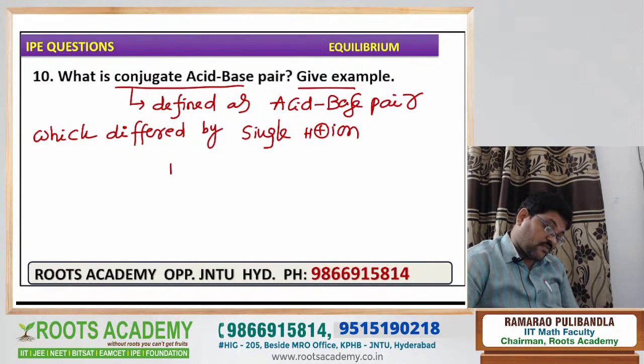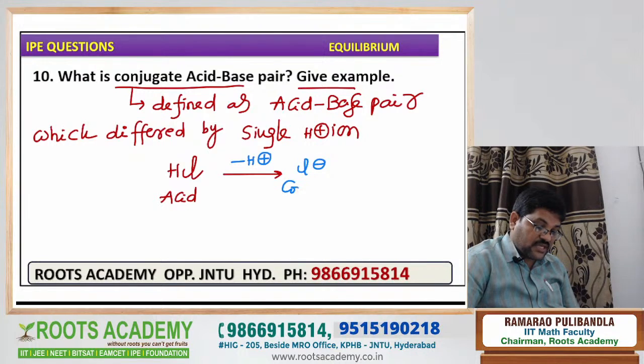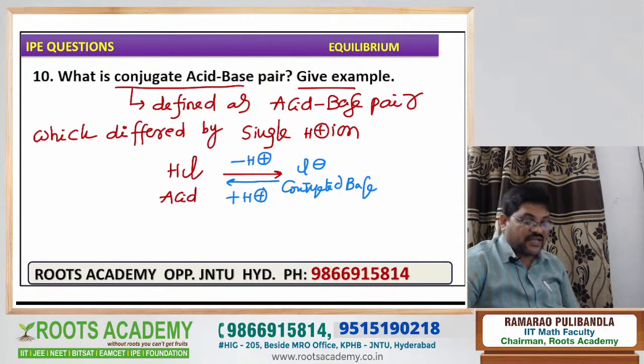Now go for one example. HCl, hydrochloric acid, is an acid. What is the meaning of acid? Loss of H plus ion. By loss of H plus ion comes the corresponding Cl minus. The corresponding Cl minus is called the conjugate base. Now to this conjugate base, when H plus is added, HCl is formed. This is one example. Is it a 2 marks question? That example is enough. Write one more example, students.